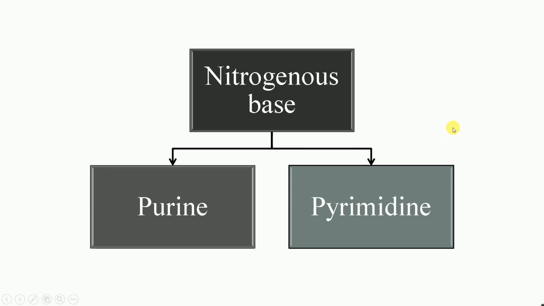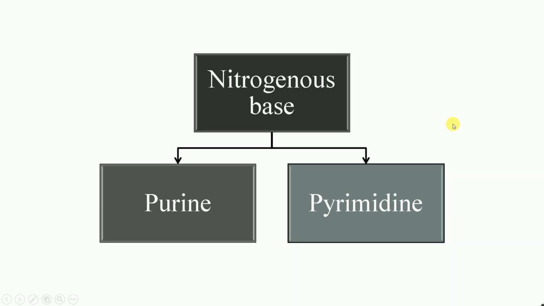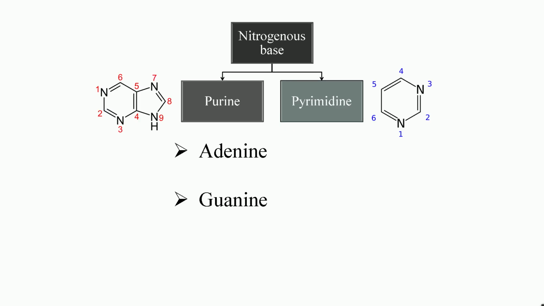The nitrogenous bases present in the DNA are of two types, which are purine and pyrimidine. Adenine and guanine are the two purines, whereas cytosine and thymine are the pyrimidines which are present in the DNA molecule.